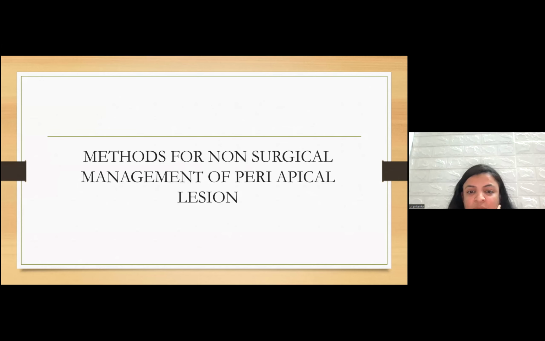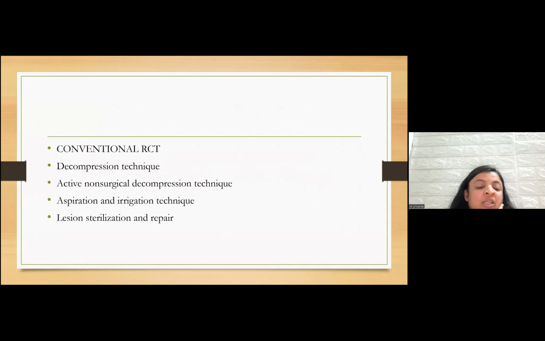So what methods are there for non-surgical management of the periapical lesion? The first one is conventional RCT, the second one is decompression technique, the third one is active non-surgical decompression technique, the fourth one is aspiration and irrigation technique, and the fifth one is lesion sterilization and repair.